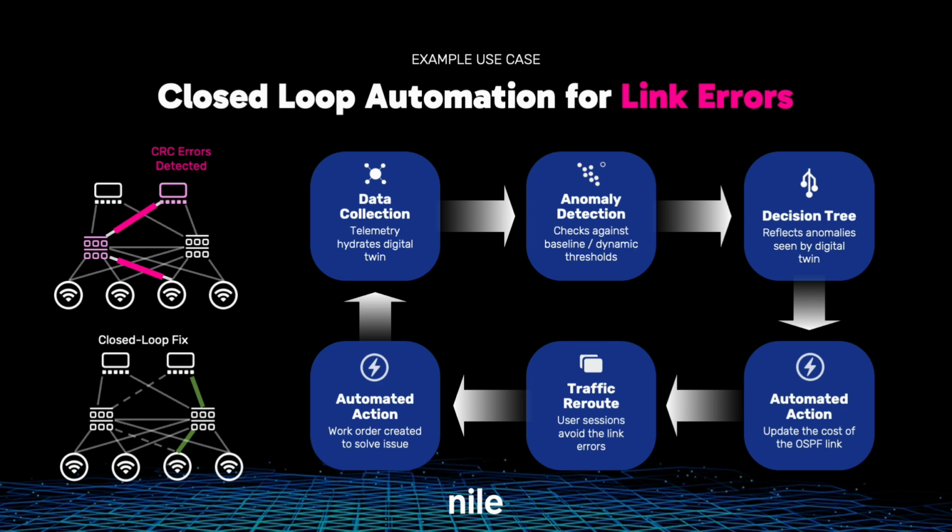Cognitive decisions also automatically create a work order to fix the link with CRC errors. They also make customers aware of the issue. After the successful completion of the work order, they update the digital twin to reflect the corrected link. The entire closed-loop automation happens without the IT administrators or their users knowing about it. This means the users can continue their Zoom sessions without having to worry about the network. Now let's go to the demo.